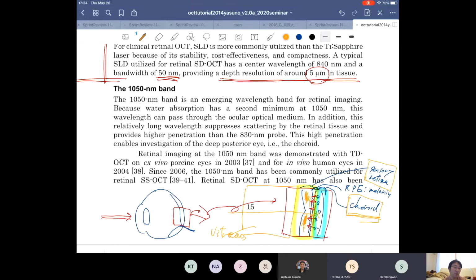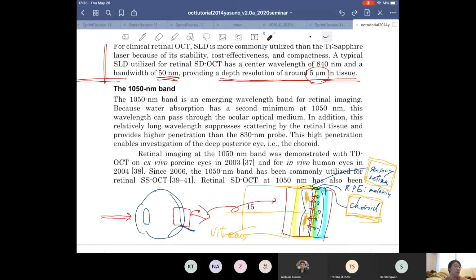So if we can measure the choroidal structure, it might be more powerful for the diagnosis than just seeing the sensory retina. So now what is the problem for this? The problem is the scattering of the eye tissue itself, right? So we need a wavelength which suffers less from the scattering. That means we need to make the wavelength long.